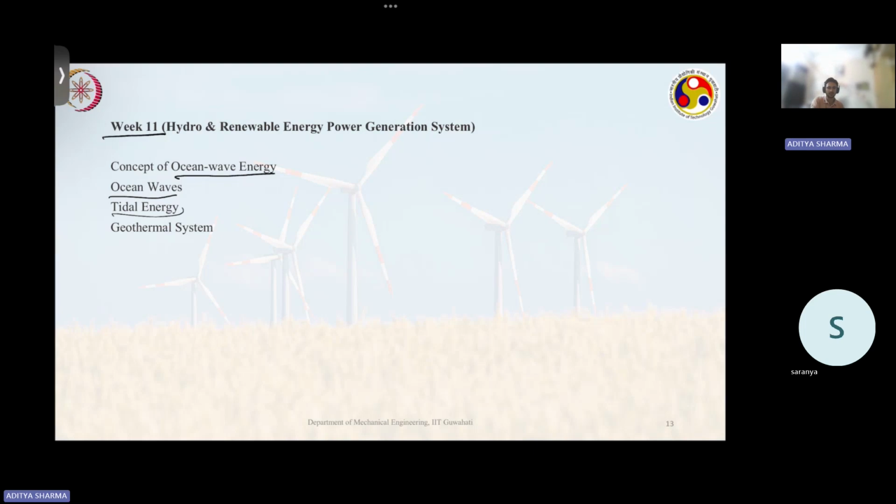Then is your geothermal energy, right? So geothermal energy basically is the hot magma that is present in our earth, right, at depths. So this heat can be utilized to run our power cycle, right? So this basically is your geothermal energy. There are different systems like vapor dominated geothermal system and liquid dominated geothermal system. So all this has been discussed in this week's content, right? Ocean waves, tidal energy, geothermal energy. So this has been discussed in week 11's content.